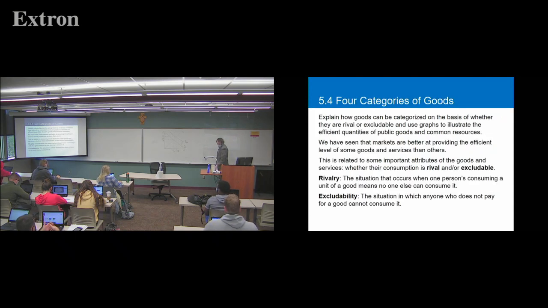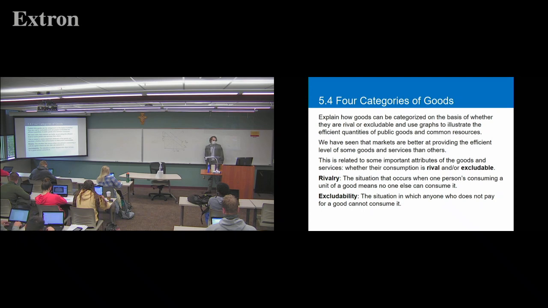All right. Now we'll end class by looking at the 4 categories of goods, which might leak over a little bit into the next class before we start the review. So there's basically 4 main categories of goods that we're going to look at in this section. And we've seen that markets are better at providing the efficient level of some goods and services than others. Some they're not so good at, and we end up with problems like externalities.